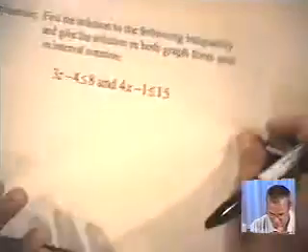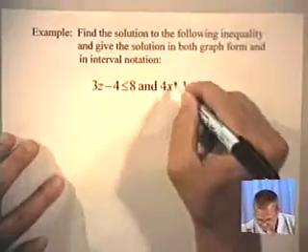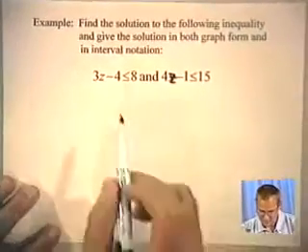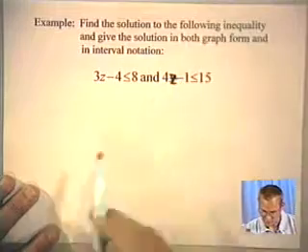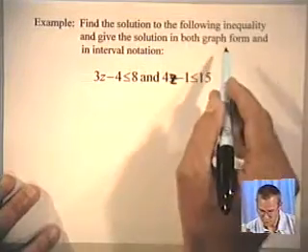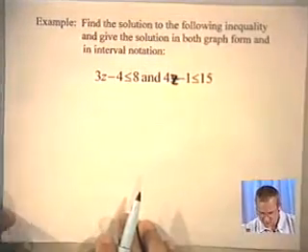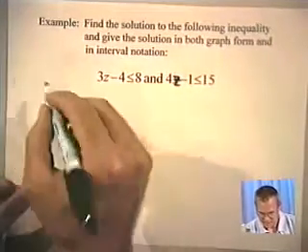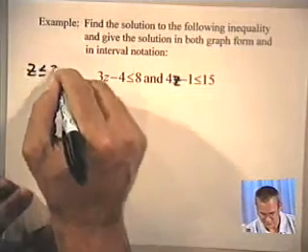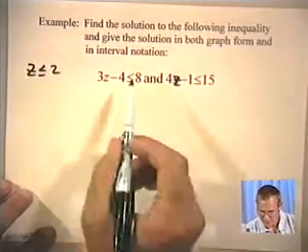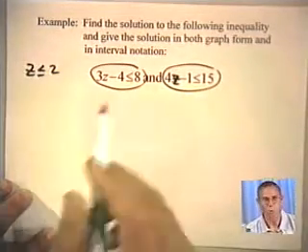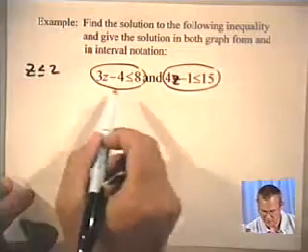We'll try one more example. I have a little typo here. Both variables have to be the same. So let's see. Find the solution to the following inequality and give the solution in graph form and interval notation. So notice, this isn't in the nice form of the other two examples. The other two examples we had something like z less than or equal to 2. Well, all we have to do is solve each of these independently and then figure out what they have in common. So let's solve this inequality.